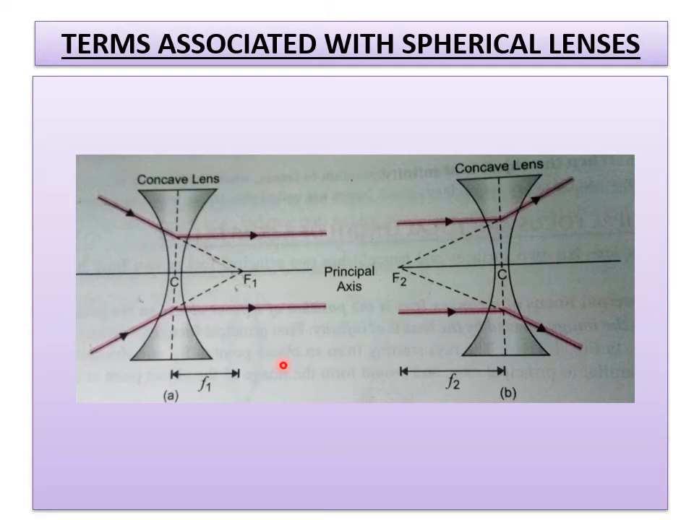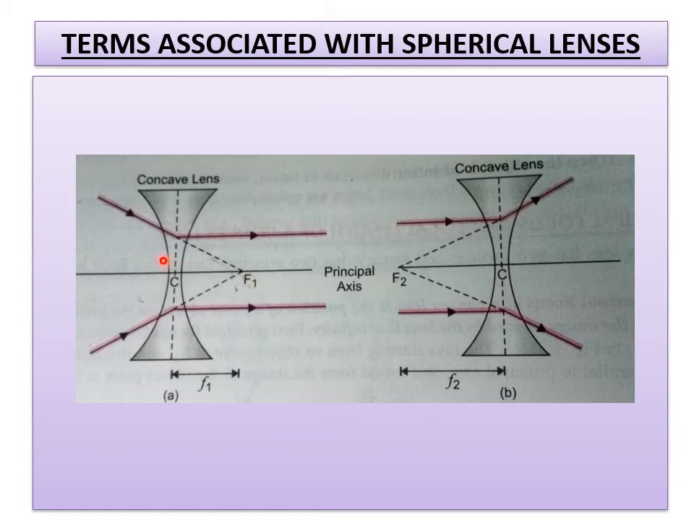The first principal focus of a concave lens is the virtual position of a point object on the principal axis of the lens, for which the image formed by the concave lens is at infinity, and it is represented with F1 here. So what is happening here?